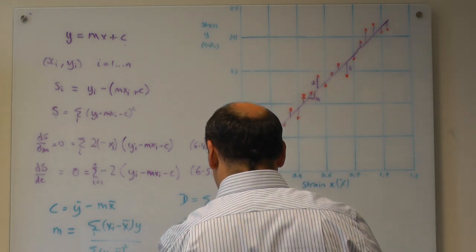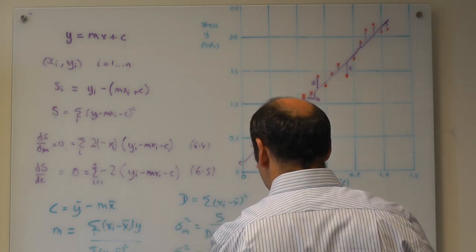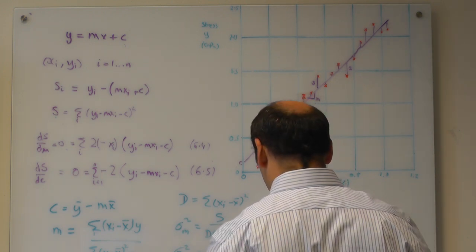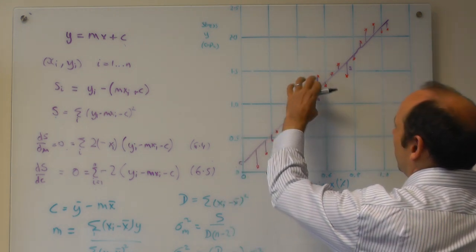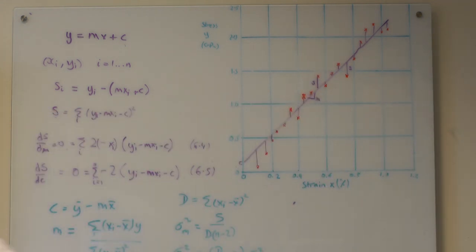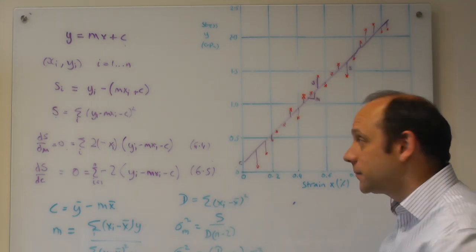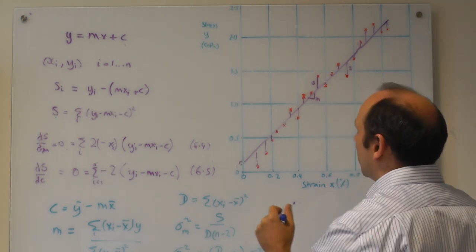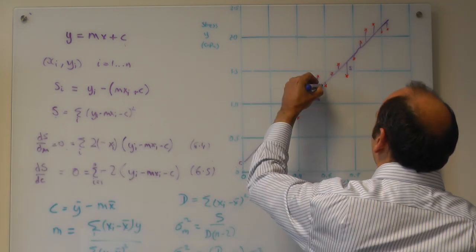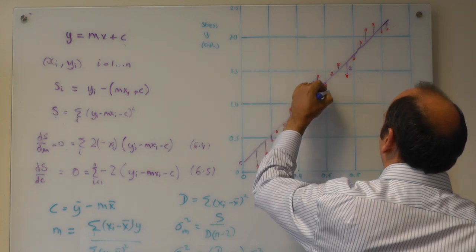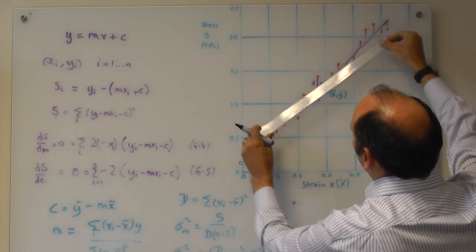And the uncertainty in c squared is equal to S over N plus x bar squared times the uncertainty in m squared. Okay, so that's worth a comment. Now, c down here, the more uncertain we are about m, the more uncertain we're going to be about c. Really, we can think of this line as pivoting about a point, and I just need to find out where that point is. There, and that point is x bar comma y bar. So really, this straight line, as we change m, will pivot around the mean.